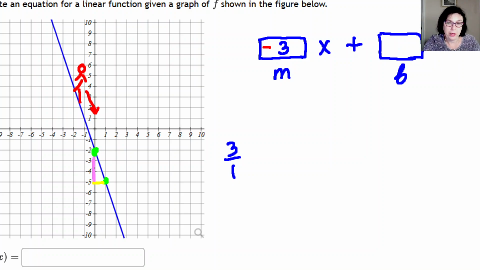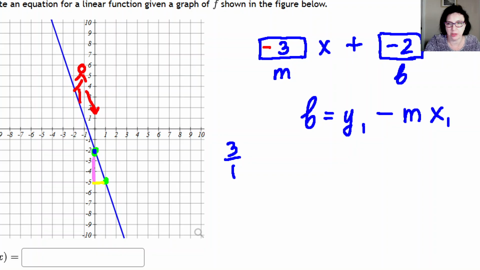And then the b is the y-intercept, and that is the intersection of the line with the y-axis. If they give you a nice intersection like I have, right here at -2, then you are done. Sometimes, though, you would have to compute b once you have the slope. If it doesn't look like the intercept is an integer, then you would need to use the formula b equals y1 minus slope times x1, and you can pick any point.